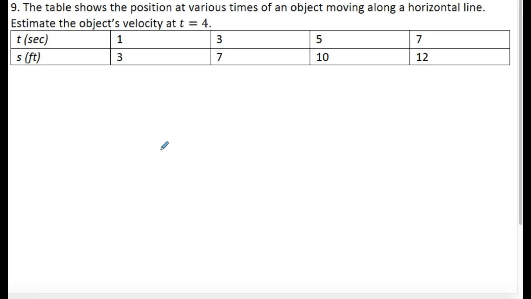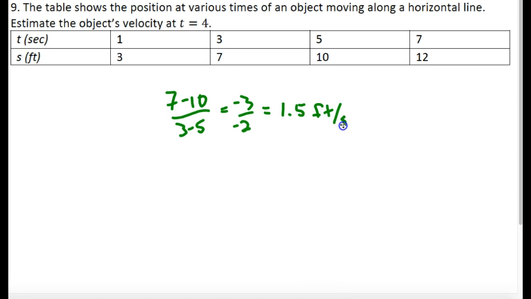All right, this one's really similar to the last one. The table shows the position at various times of an object moving along a horizontal line. If we're given position and we want to estimate velocity, well, I can again just use the slope or use the points on either side to estimate the slope right in between. So we can say 7 minus 10 over 3 minus 5. So that would be negative 3 over negative 2. Gives me positive 1.5. So if I'm estimating velocity, this would be feet per second.